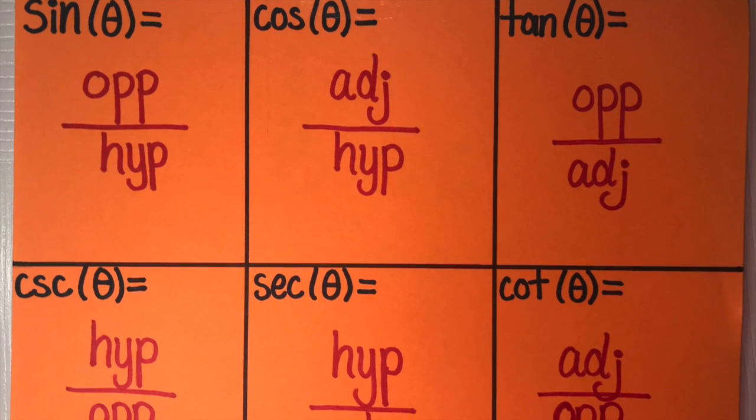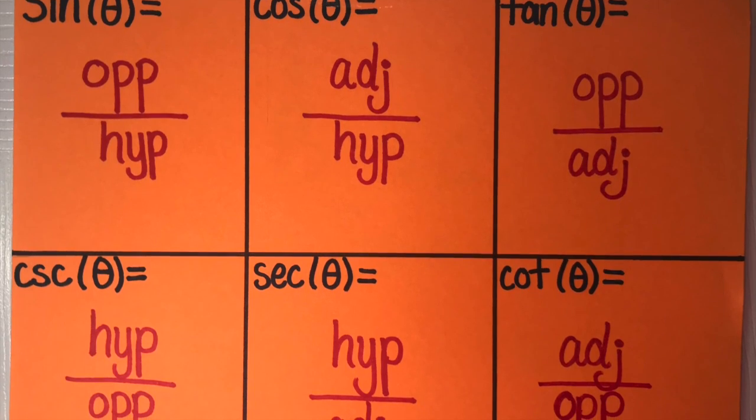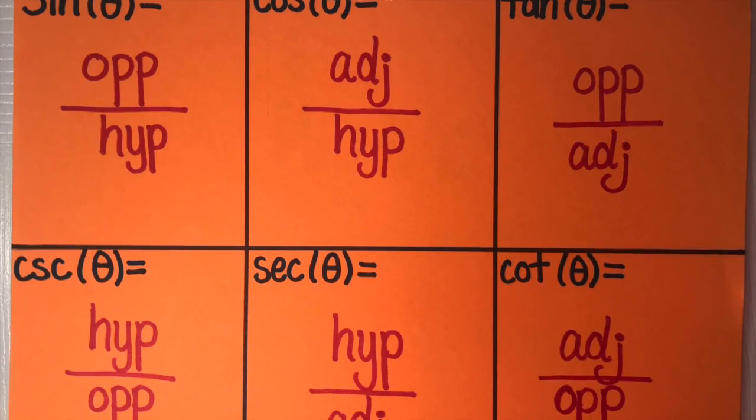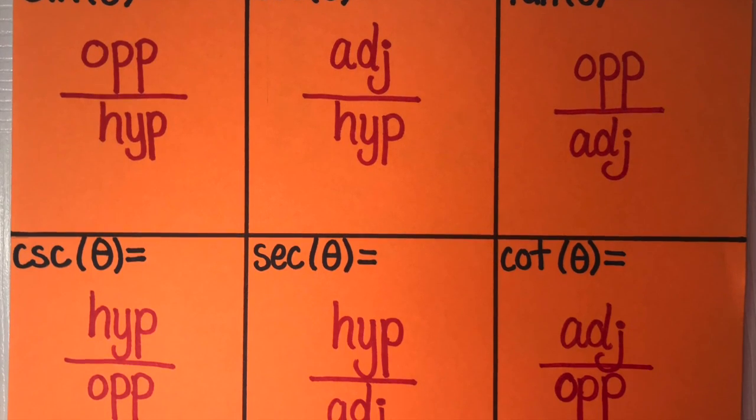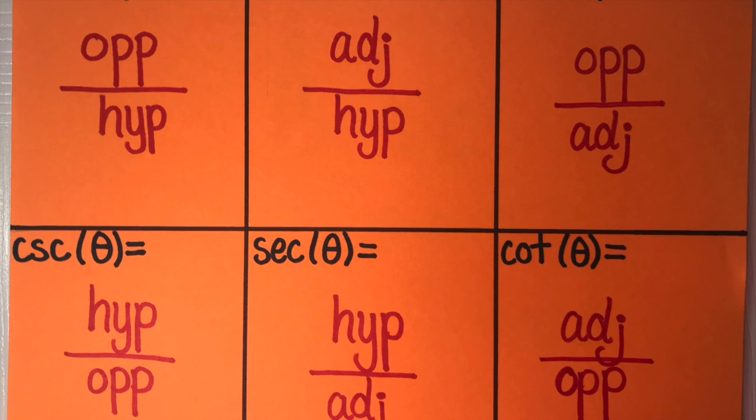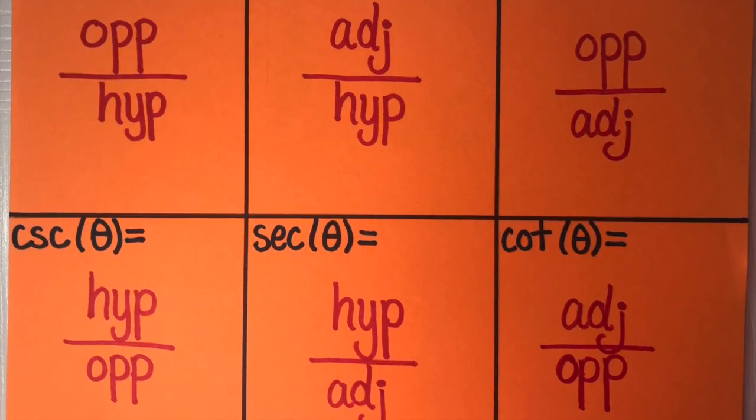In parentheses, following every function, you can see that the angle marked out is theta. As you see, to find sine, we divide opposite by hypotenuse. To find cosine, we divide adjacent by hypotenuse. To find tangent, we divide opposite by adjacent.